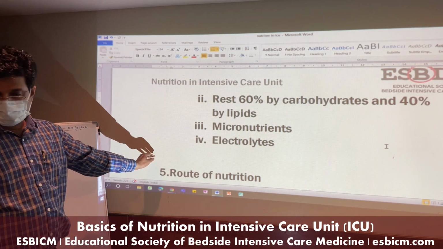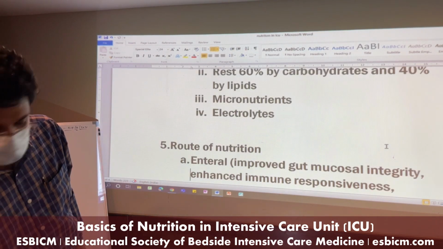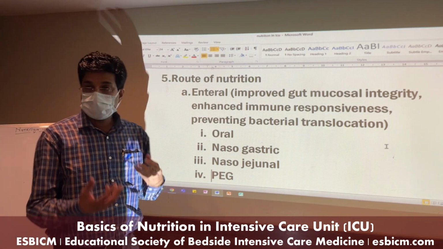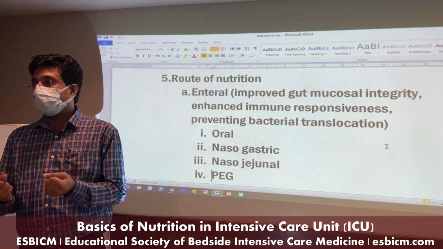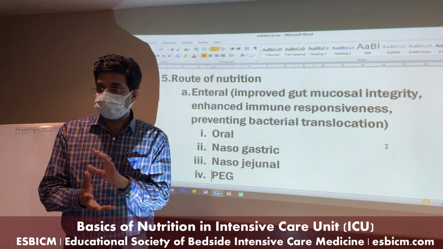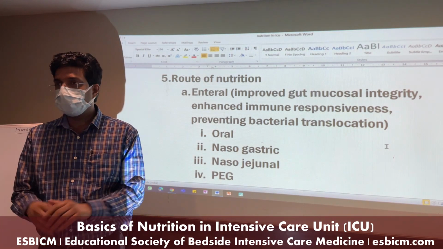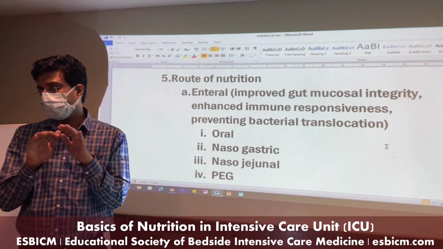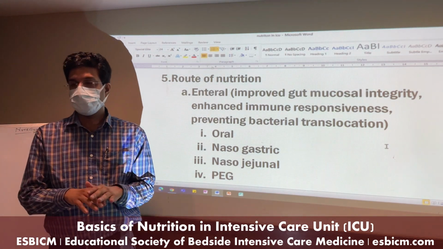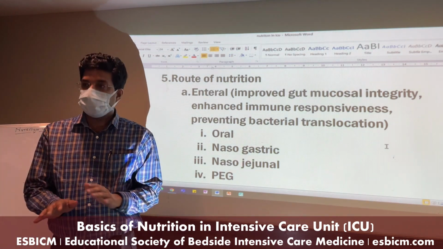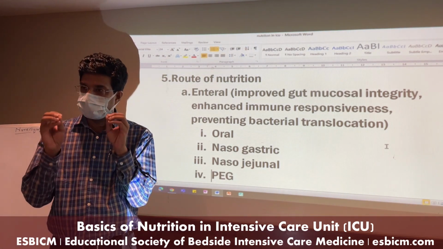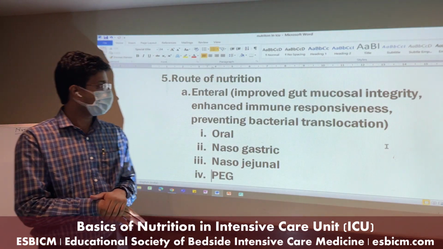Now, route. Next is the route of nutrition. You have decided that I'm going to give this much calorie. So which route should be preferred? Enteral route or parenteral? There is no doubt now that it's always the enteral route which is preferred. Feed normally. We take feed by the enteral route, so we should give feed enterally.